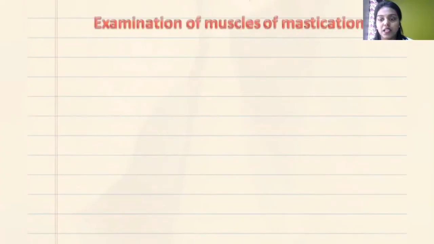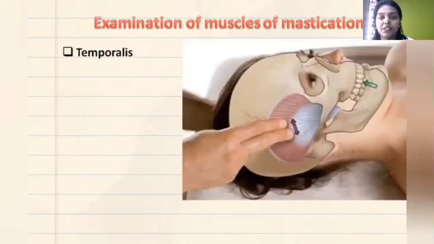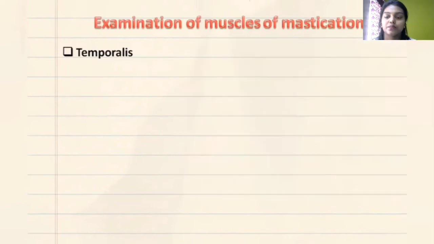Now moving on to examination of muscles of mastication. The muscles which help in mastication or chewing are called masticatory muscles. So now let's begin with the temporalis. Temporalis is palpated simultaneously with the fingertips aligned in a row from the hairline just above the supraorbital ridge and above the ear. The patient is asked to report any symptoms of pain or tenderness.